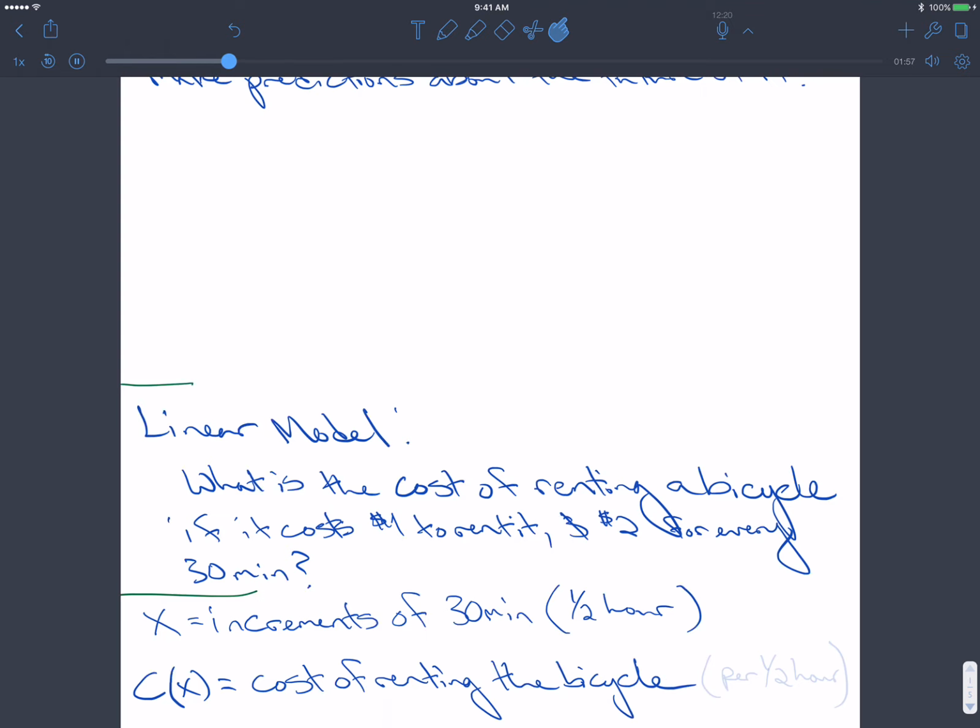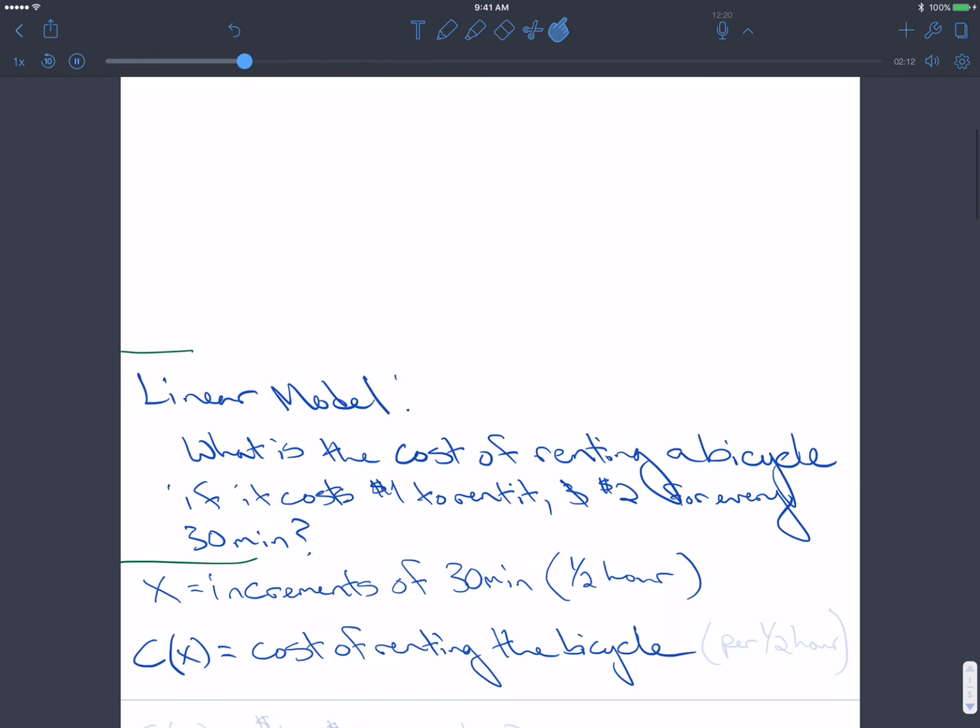Since this is a linear model, we are looking for a constant and a rate, right? The constant in this case is the cost that you pay no matter how long you ride it, which is the $1 to rent it. And the rate, right, it's $2 for every 30 minutes. So for each increment of 30 minutes, you pay $2.